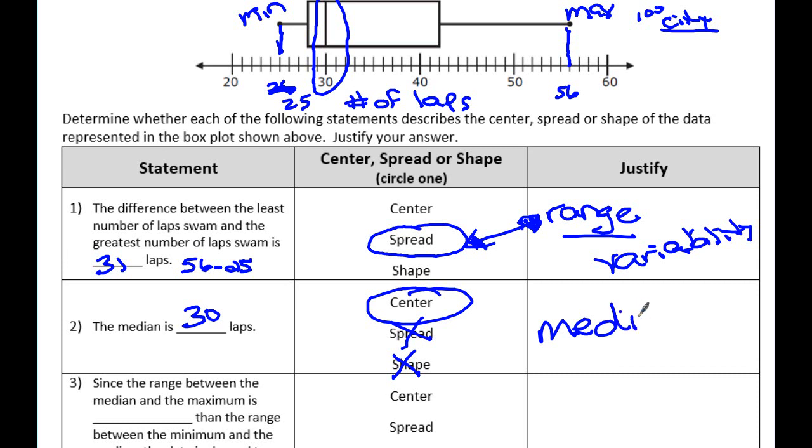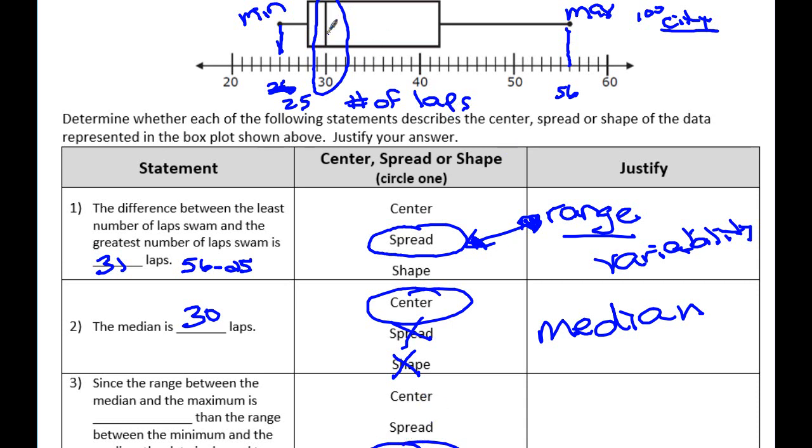And we know it's the center because it is the median or the middle. Since the range between the median and the maximum is greater than the range between the minimum and the median, the data is skewed to the right. Okay, we're talking about it being skewed, so we know we're talking about shape.